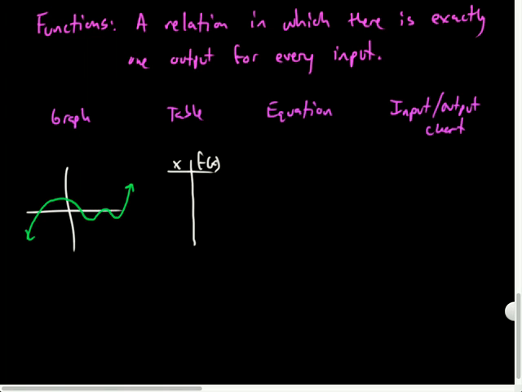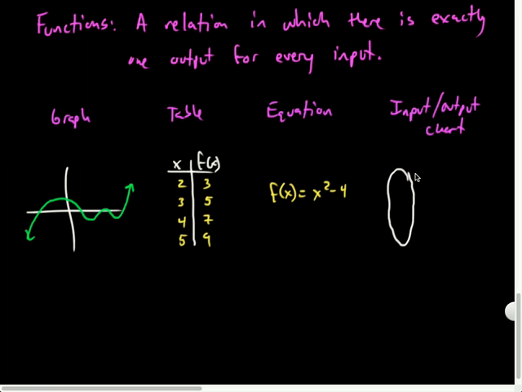On a table, I could have a table like this: 2 and 3, 3 and 5, 4 and 7, 5 and 9. So you could have a table, and as long as for every input there was one output, you're all set. The inputs are the x's, the outputs are the f of x or the y, depending on what you have. An equation is when you have f of x equals something. That's a function right there. And then an input-output chart. This is actually kind of a weird representation.